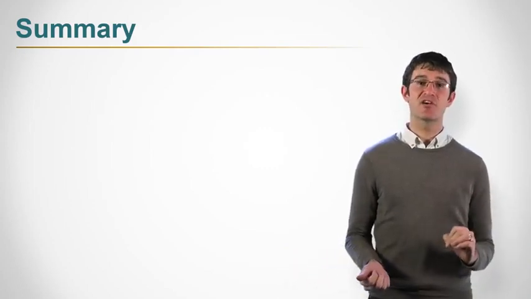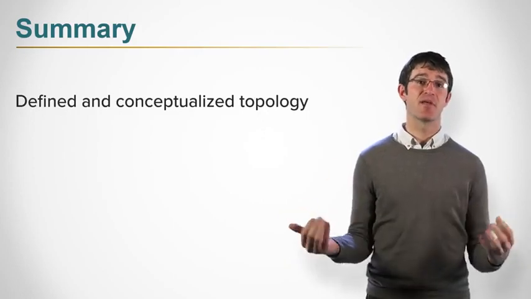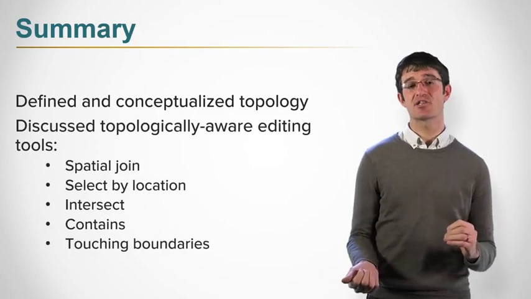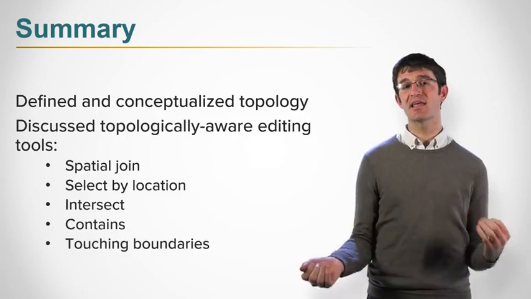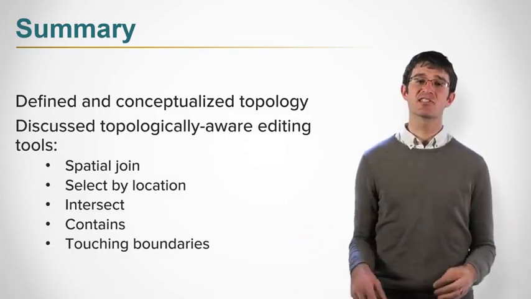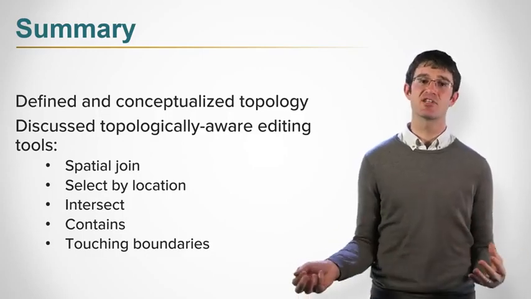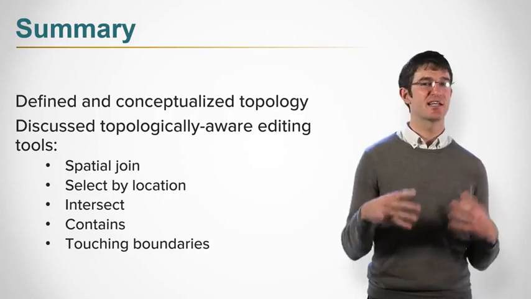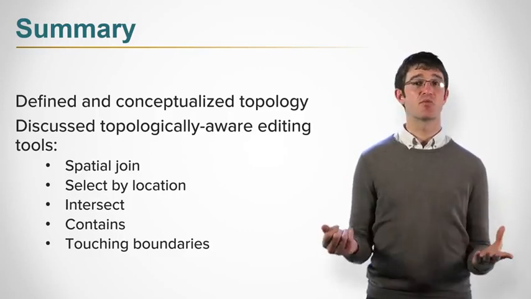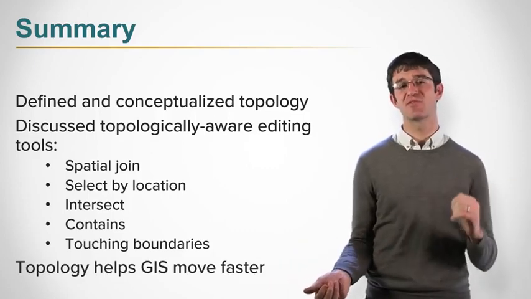Okay, that's it for this lecture. In this lecture, we covered what the concept of topology is and how rubber sheeting can help us conceptualize it. We reflected back on the topological editing tools and how editing in a topologically aware system can help us prevent errors. We also discussed topological operations in tools like spatial join and select by location, such as intersect, contains, touching boundaries, and more. And finally, we talked about how topology can help GIS move faster.